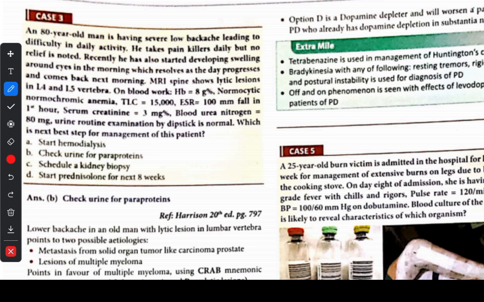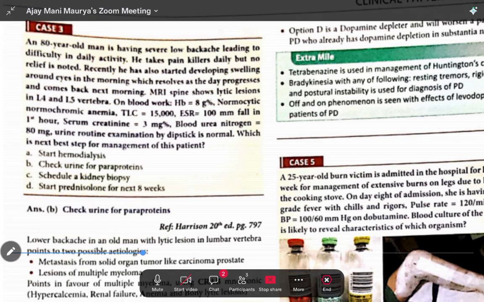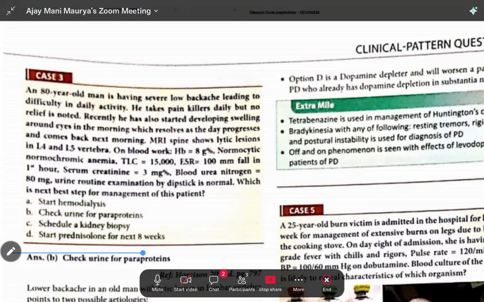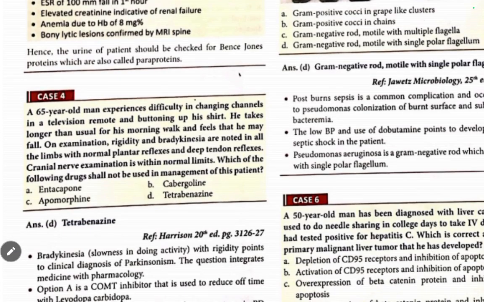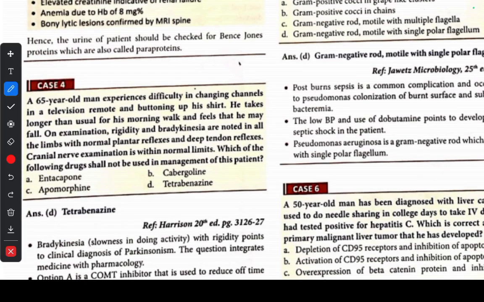Yeah, next question. Okay, next question here, where is that? Yeah, the third, fourth one. Yeah, done here. See here, very easy questions.